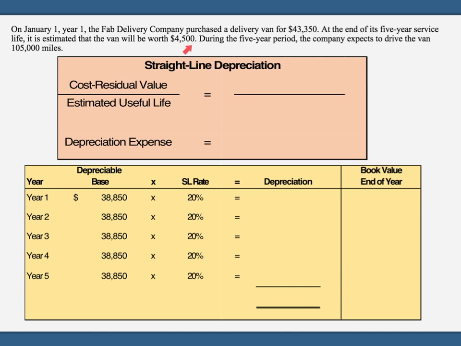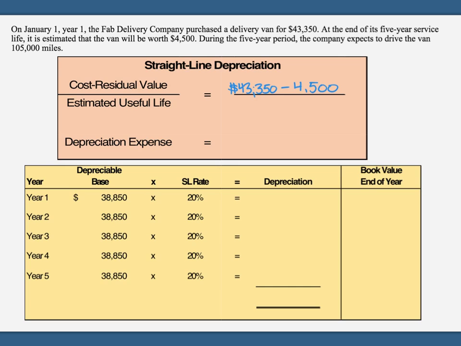So looking at the problem here, we can determine that our cost is $43,350 because it tells us that's how much they purchased the van for. So let's plug that in for our cost. And we're subtracting our residual value, which is also given in the problem. It tells us at the end of its 5-year service life, it is estimated that the van will be worth $4,500. So that's our residual value. So we're subtracting that.